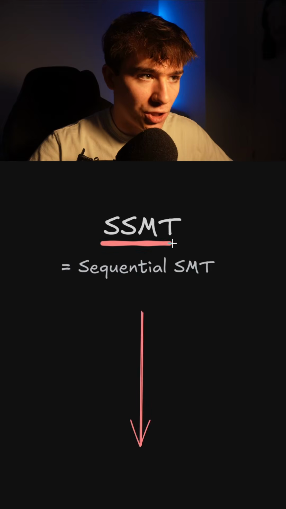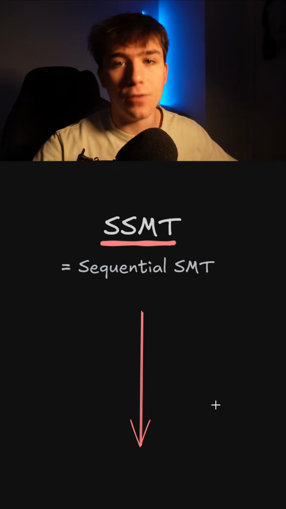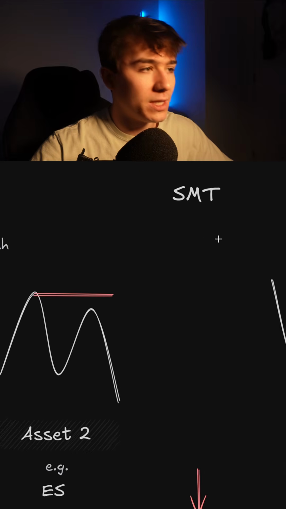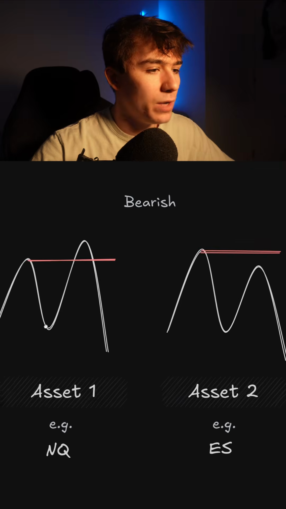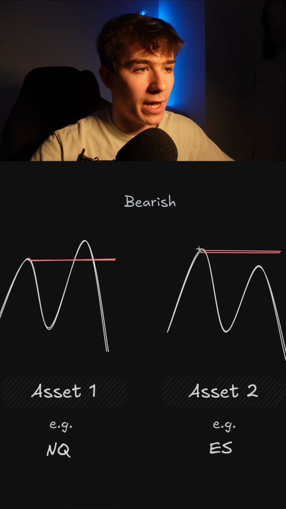Okay, so this is sequential SMT explained in under 2 minutes. What it is, we first need to understand what normal SMT is. If you don't know, normal SMT is just when we have two assets like this, where one takes out the high and the other asset that's correlated doesn't take out the high.